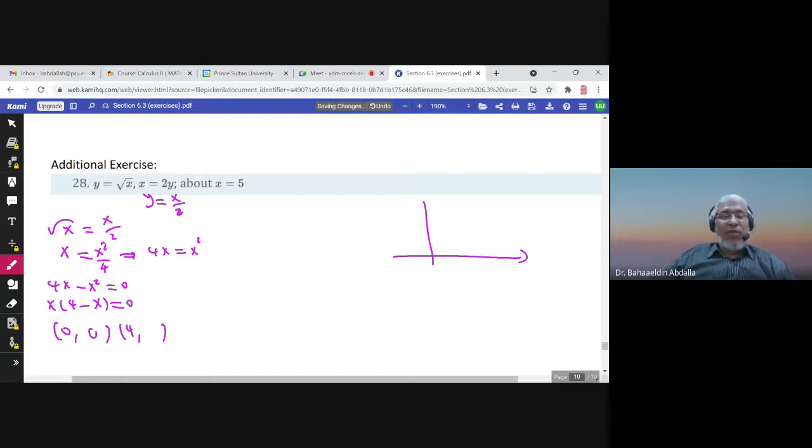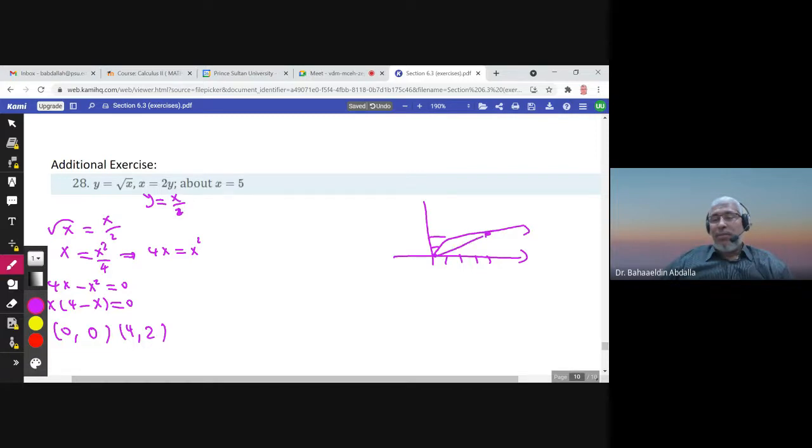If x is 0, y would be 0. If x is 4, the square root of 4 is 2. Also, if x is 4 here, 4 over 2 is 2. So (4, 2) is a point of intersection. So this is the square root, and this is a straight line, x equals 2y. Excuse my graph. I'll do it again. So to make the region clear, this is the point (4, 2), and this is the region we need to rotate.